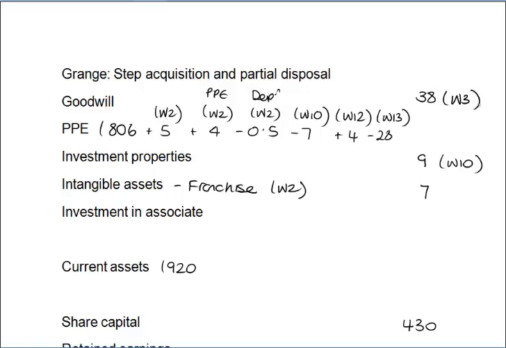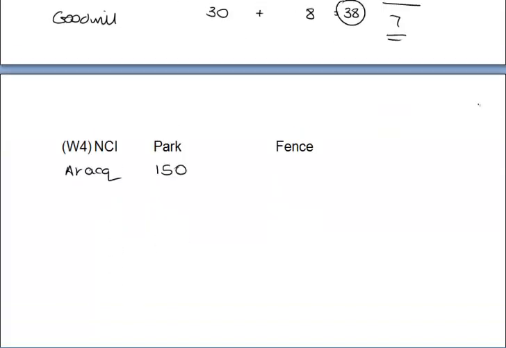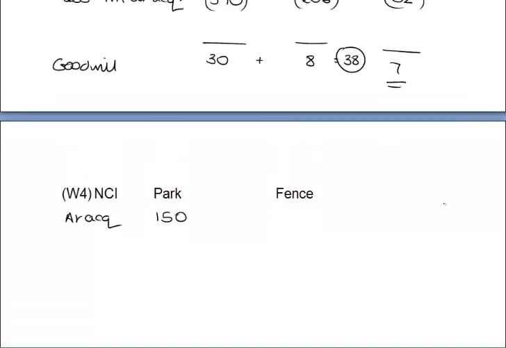From working number 3. As far as the NCI is concerned, there is no NCI for Fence, so we don't have to worry about that. For Park, we're going to give them their share since acquisition. As far as Park is concerned, when did we buy the extra shares? Well, we bought the extra shares in Park on the 30th November X9, so that was the last day of the year.